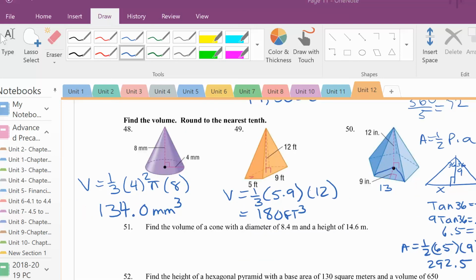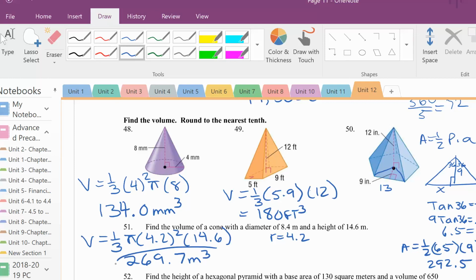All right, so next, volume of a cone with a diameter of 8.4, that means the radius is 4.2. So remember, volume is 1/3 the area of the base, which is pi r squared, times the height, which is 14.6. And when you multiply that out, you get 269.7 cubic meters.